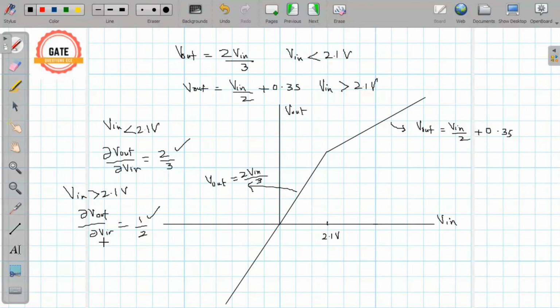So it is asked in the question to find the minimum to maximum ratio. So minimum to maximum ratio will be 1 by 2 divided by 2 by 3. So that will give us, in denominator we will get 4, in numerator it will be 3. So that will give us 0.75. So this is the answer to the question that was asked in this year of GATE exam of year 2022.